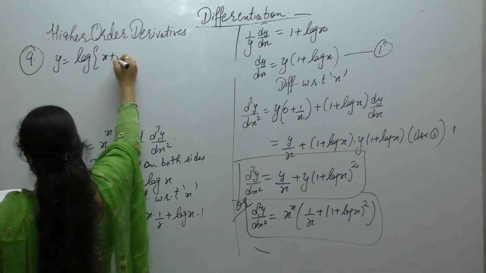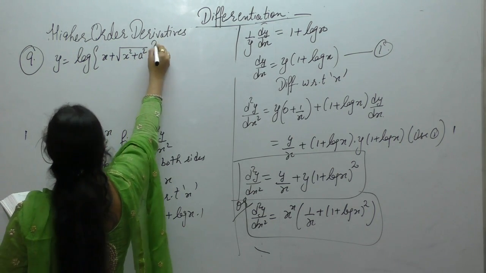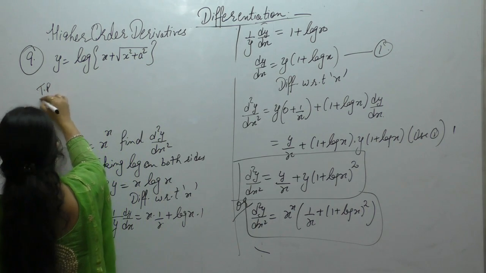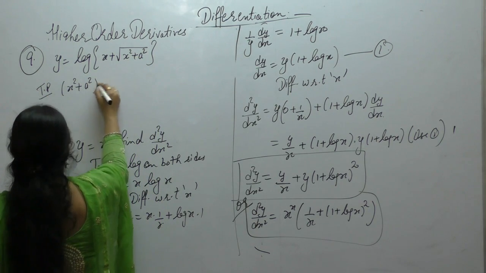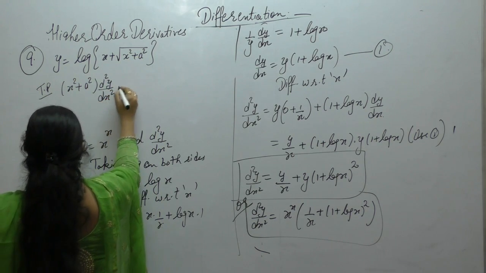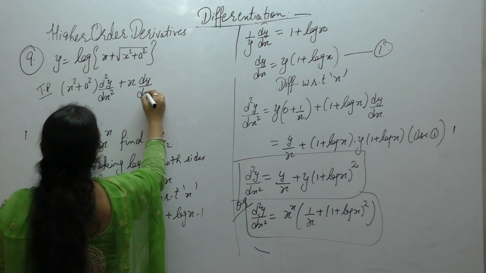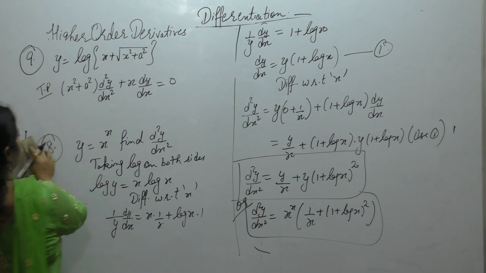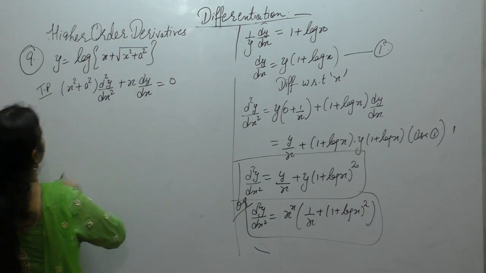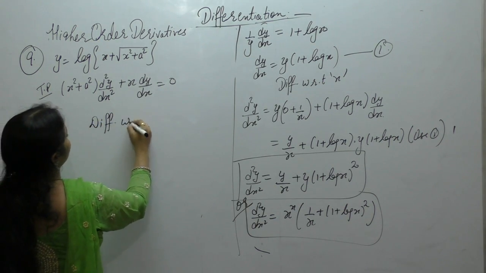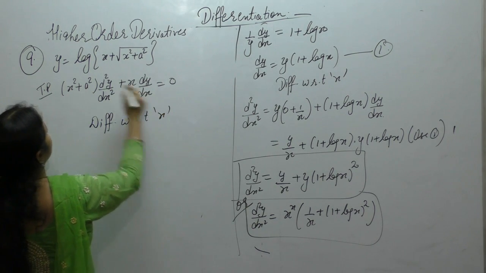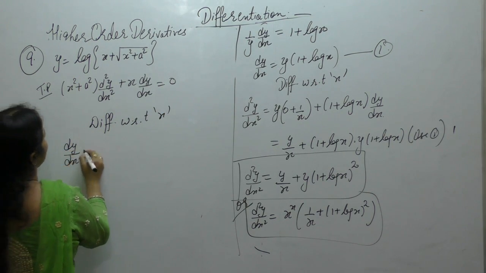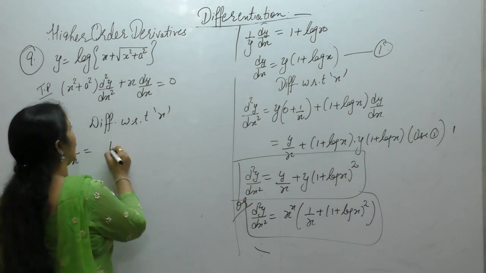log of x plus square root of x square plus a square, then prove that x square plus a square d square y upon dx square plus x dy upon dx is equal to 0. Differentiate with respect to x. What we get? Derivative of y is dy upon dx. Derivative of log of x is 1 upon x.